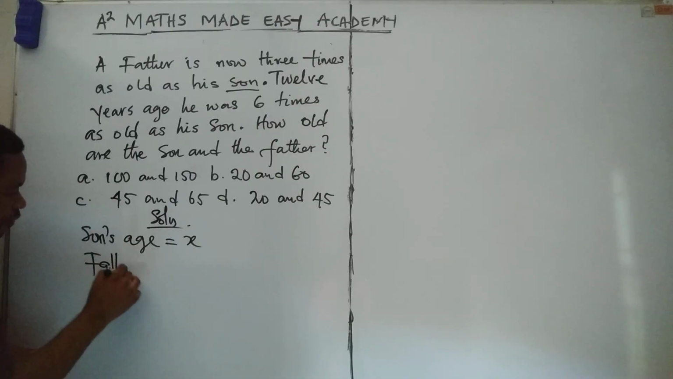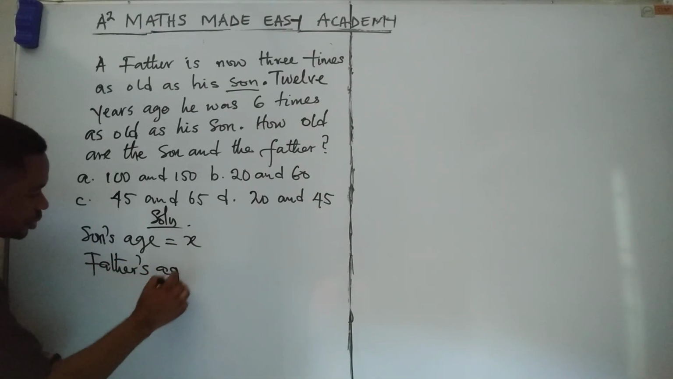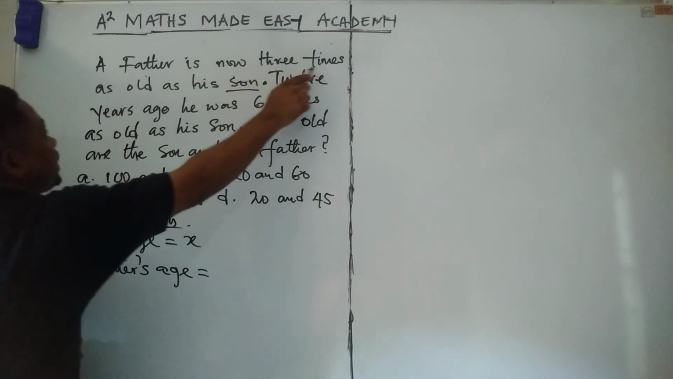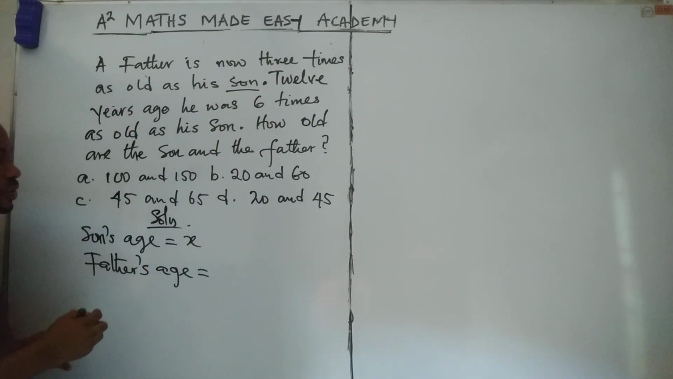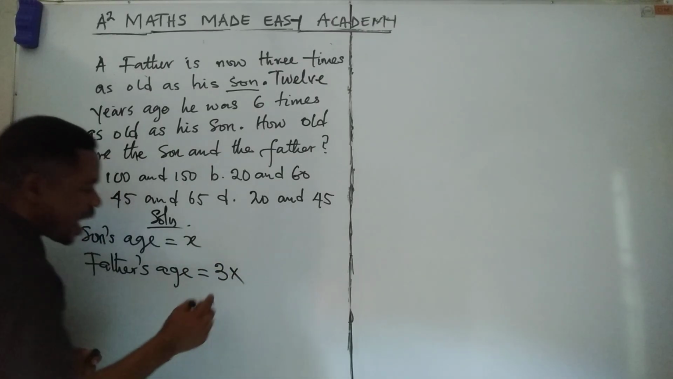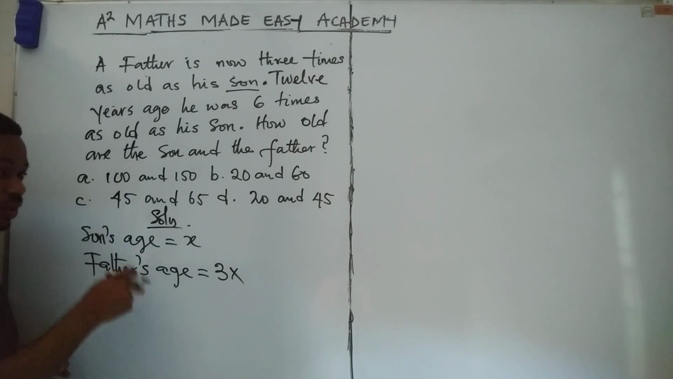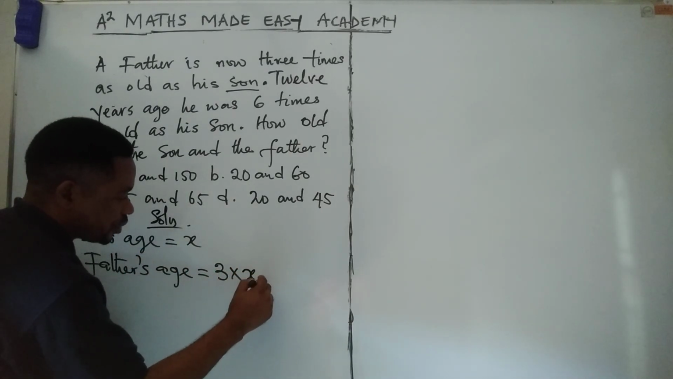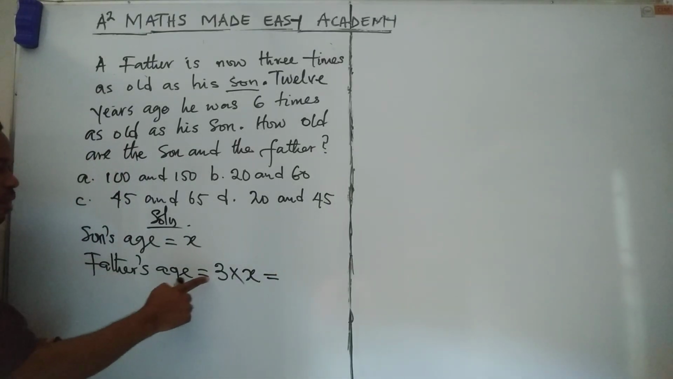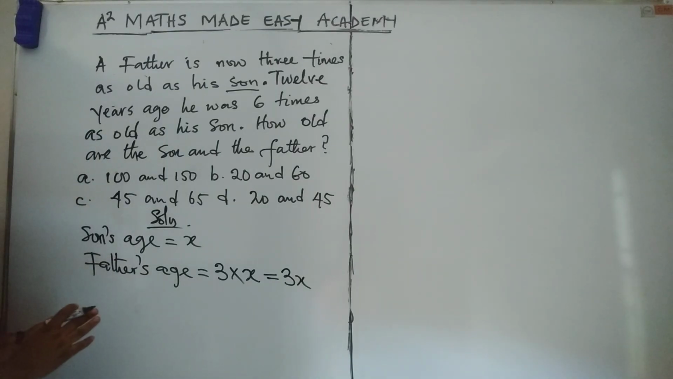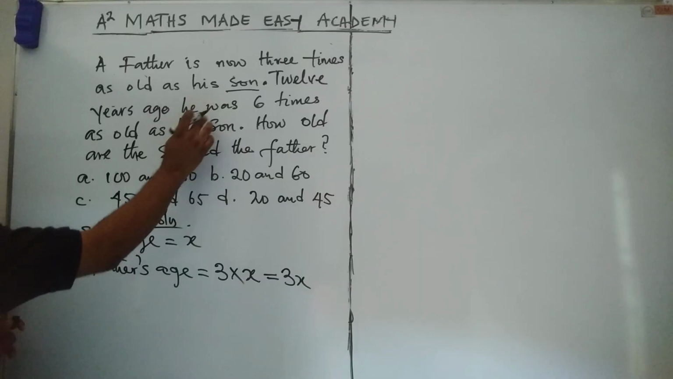Look up. A father is now 3 times as old as his son. So which means the father's age is now 3 times as old as his son. Now what is the age of the son? X. I will now put here X. Are you with me? So at the end, I will now say 3 times X, which is 3X. Hope you are following. Now let's continue.